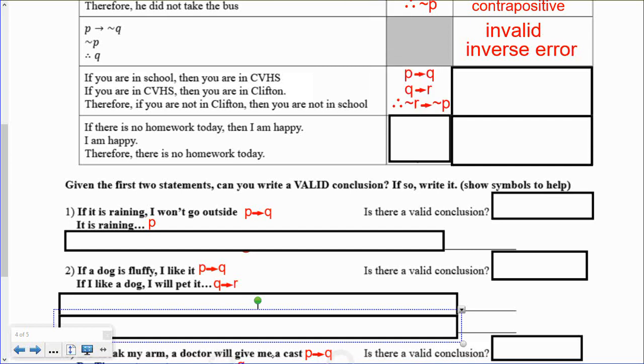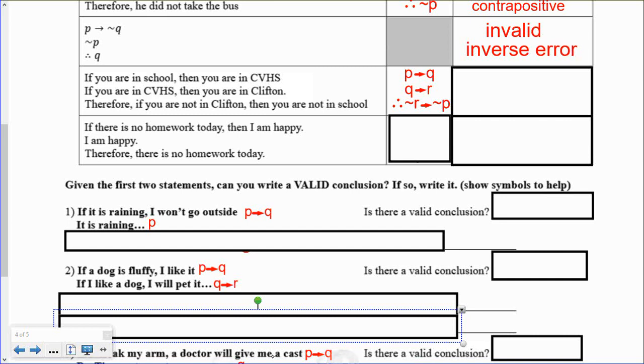Isn't it just the opposite of the other one? Well, I have 3 if-then statements, all right? And the last one is squiggle R, arrow, squiggle P. How does the law of syllogism usually end? Dot, dot, dot, P, arrow, R. Yeah, it usually finishes with P, arrow, R. Does that mean that this is not the law of syllogism? Is this invalid because it didn't end with P, arrow, R?